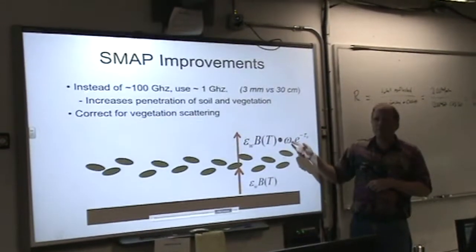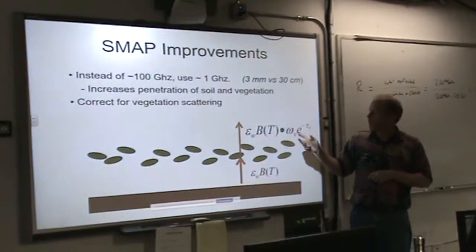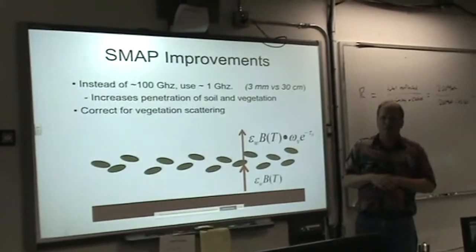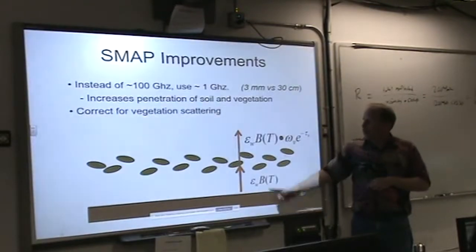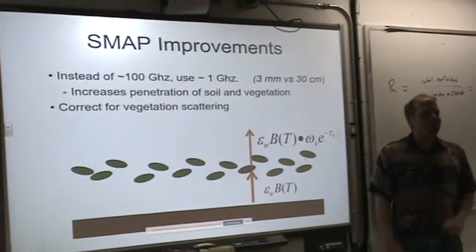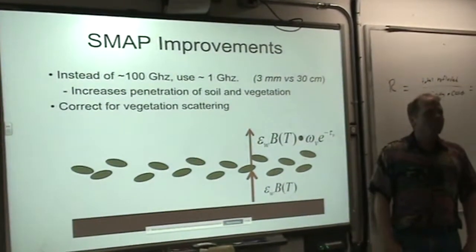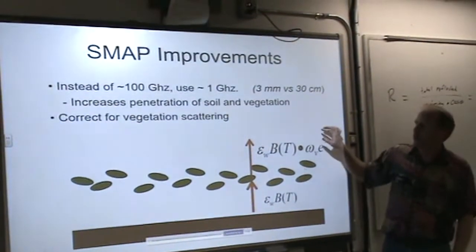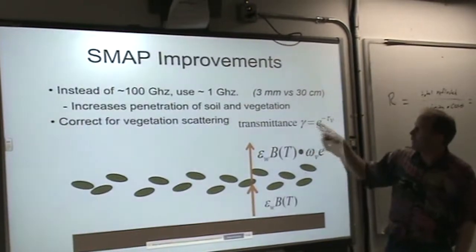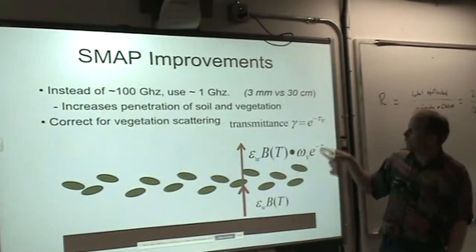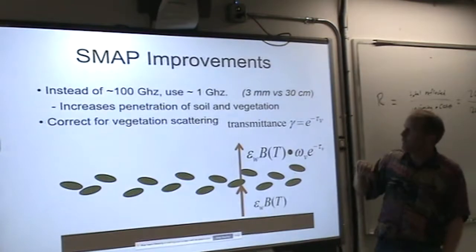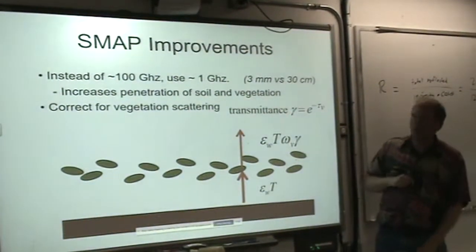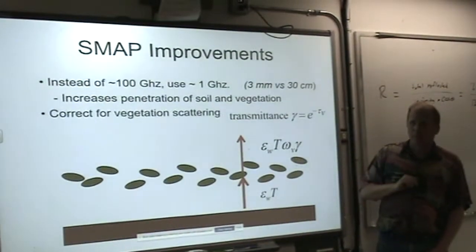So now it's saying we're only going to be looking at the scattering that's going on, okay? So it looks like we've corrected for the vegetation, but this wasn't good enough for the SMAP team. By the way, we can change this to transmittance to make the equations less messy. We're just going to replace that with transmittance now, okay? So that's a little bit of a simpler formula.